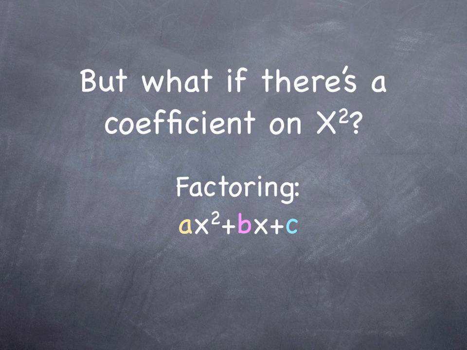This lesson goes with section 9.6 in your textbook and answers the question, what do you do if there's a coefficient on the x squared term? In other words, how do we factor an expression that has the general form ax squared plus bx plus c, where a, b, and c are non-zero numbers?